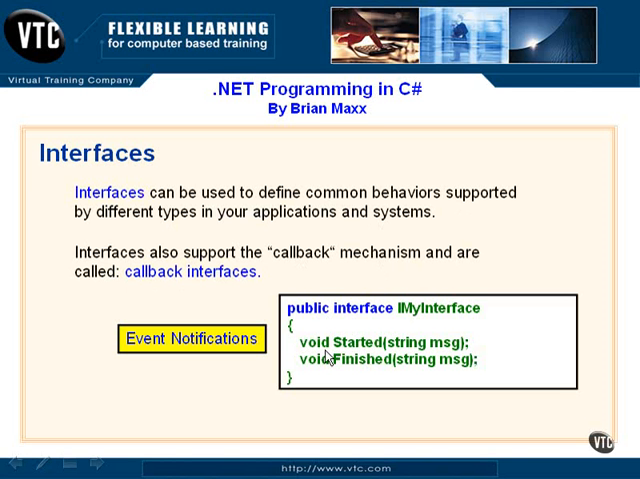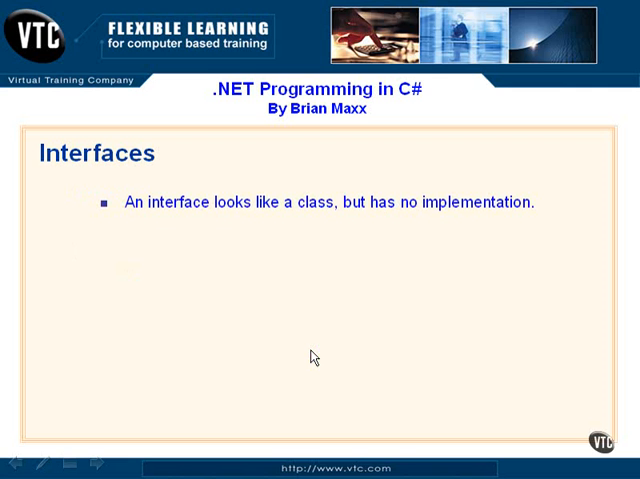Now, an interface can have methods here. You're not actually implementing the methods here. It's more or less a contract. You're defining them here. So void started and void finish. These are two different methods that have signatures, and interfaces actually can help with event notifications, as we'll talk about later. An interface looks like a class, like I said, but it has no implementation. So, big word, implementation. Implementation just means there's nothing there in the code block. There's no code block. It's only defining that signature for that particular method.